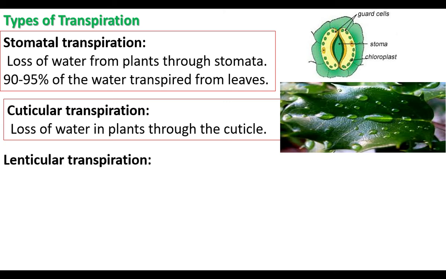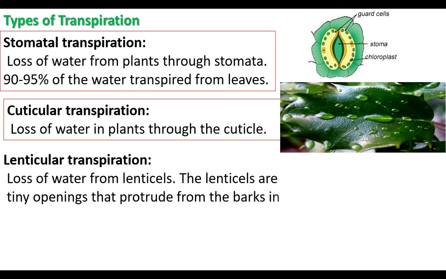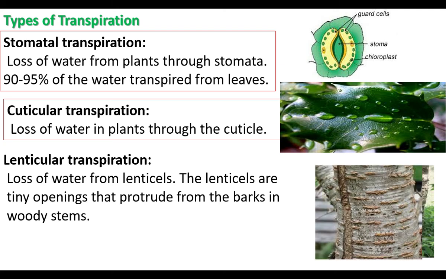Lenticular transpiration. Loss of water from lenticels. The lenticels are tiny openings that protrude from the bark in woody stem. Here the plant shows woody stem containing bark. Minute openings project out through the bark called lenticels. Water is lost through the lenticels, that is called lenticular transpiration. The three types of transpiration are stomatal transpiration, cuticular transpiration, and lenticular transpiration.